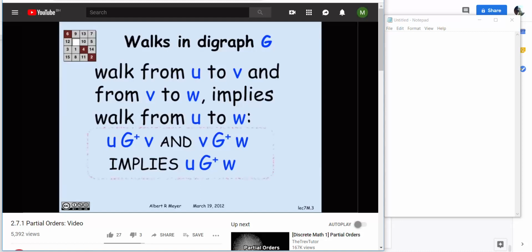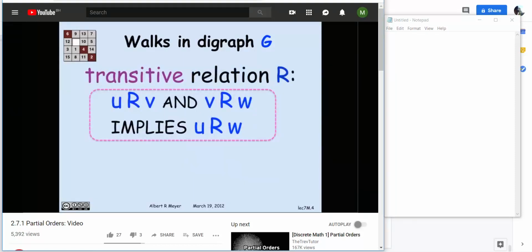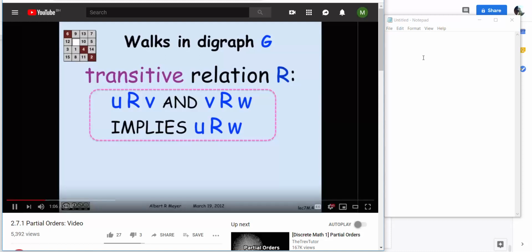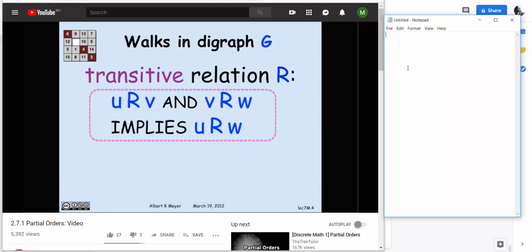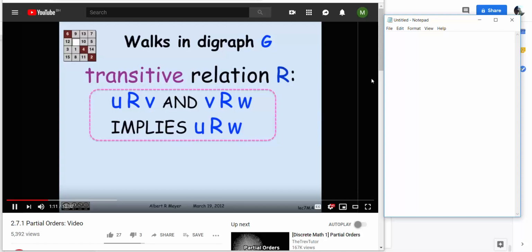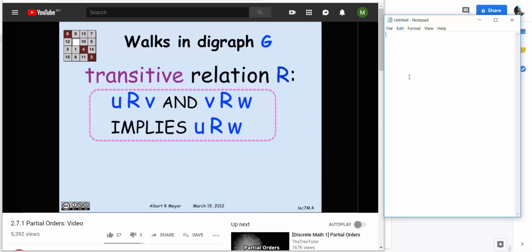And that abstract property, which I'm highlighting with the magenta box, when you apply it to an arbitrary relation, is called the transitivity property. A relation R on a set, that is, the domain and codomain of R are the same, is transitive if U R V and V R W implies U R W. Of course, what we've just seen is that the positive path relation of any graph G is transitive.